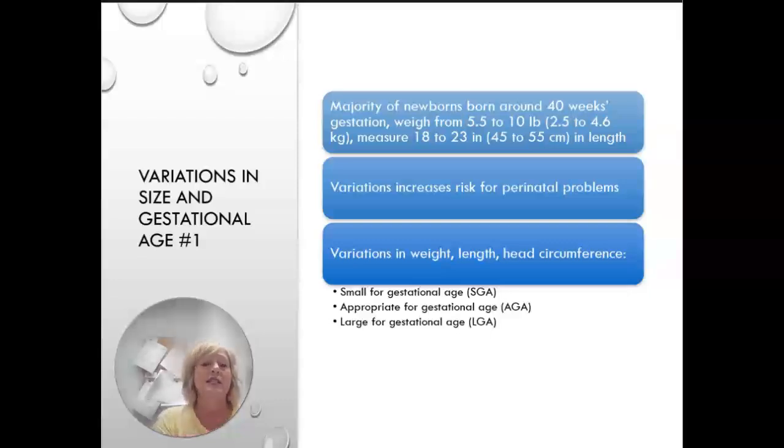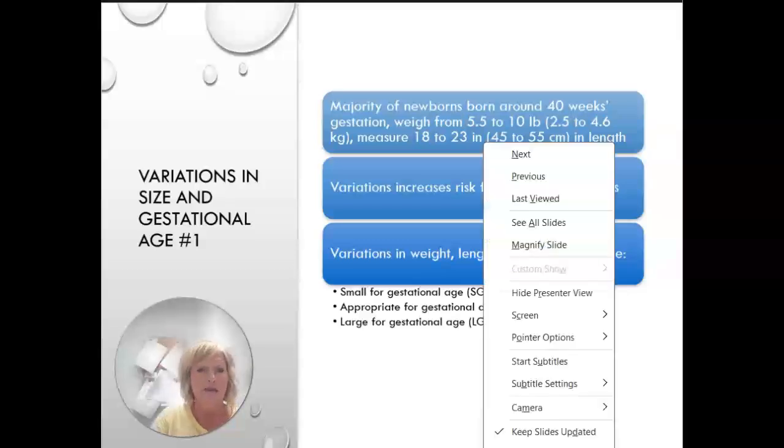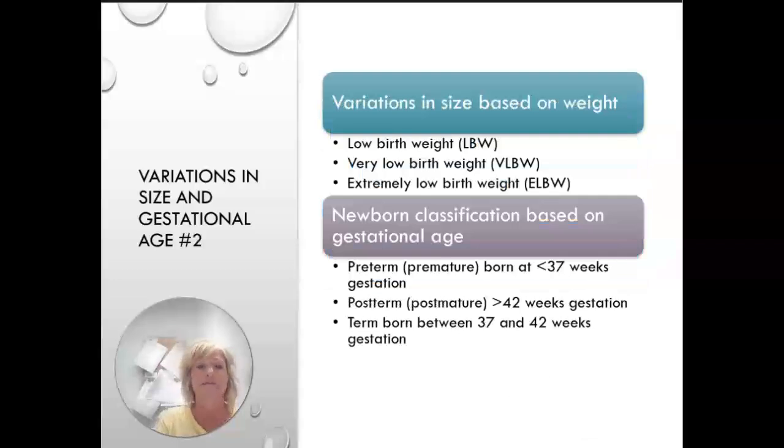Now, if there are variations in this, if we have a baby littler or bigger, that's going to increase the risk for perinatal problems, or pregnancy problems, or birthing problems. So if we have a variation in weight or length or head circumference, we're going to call those small for gestational age, SGA, appropriate for gestational age, AGA, or large for gestational age. We're going to look at those types of things, and that's going to be our manifestation of what they look like. If we're doing our variations based on weight, then it's going to be low birth weight, very low birth weight, extremely low birth weight.